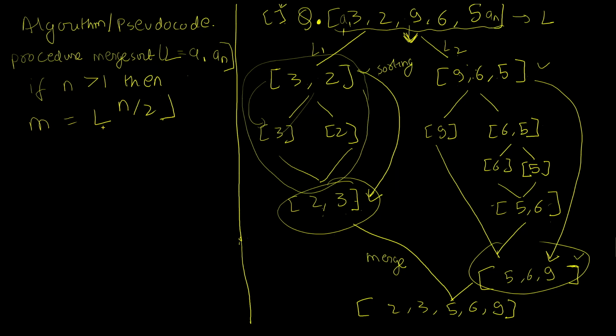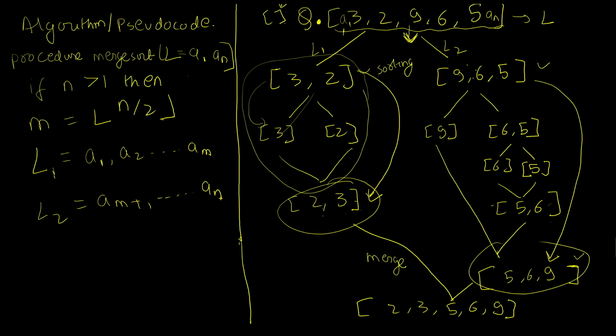Now once I find this middle element, I can separate my list into two sublists. So I'm going to say that my left sublist is going to contain the elements of A from 1 to this M. So the list L1 will contain the elements A1, A2 all the way up to AM. And the second list L2 will contain all the elements after AM. So it will be AM plus 1 all the way up to AN.